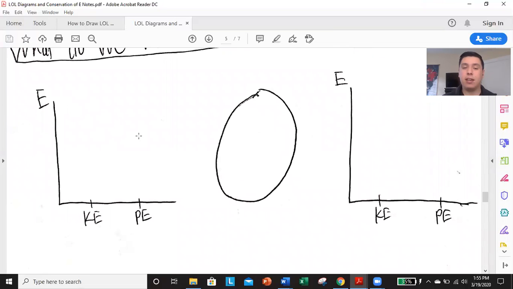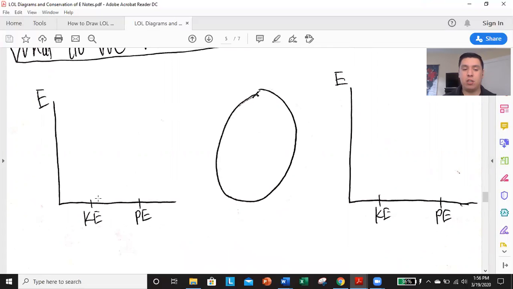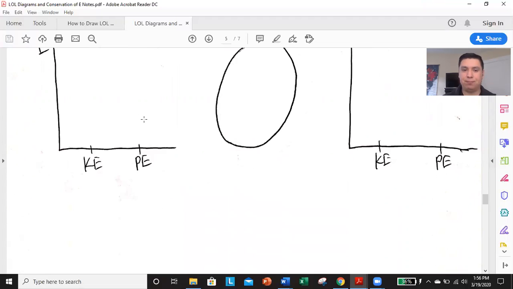You can see that it's called LOL diagrams because there's this L for this chart, the O, and L. The first step is you set up the diagrams. Basically, here's the amount of energy, and we have kinetic energy here, potential energy here. This is going to be our system, which we'll go over soon. And this is another L for the other energies. So the first part is we just set it up.